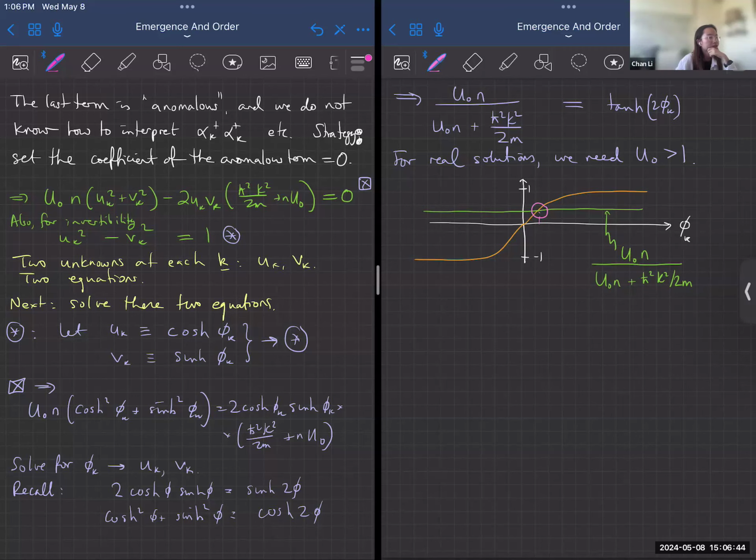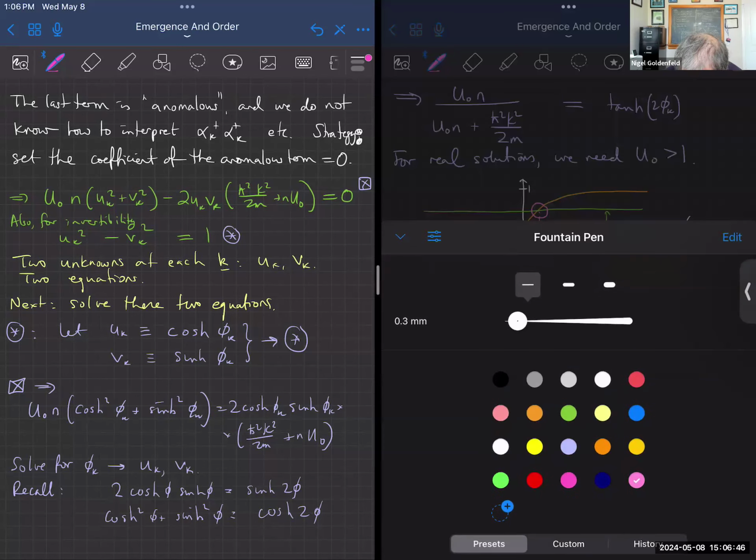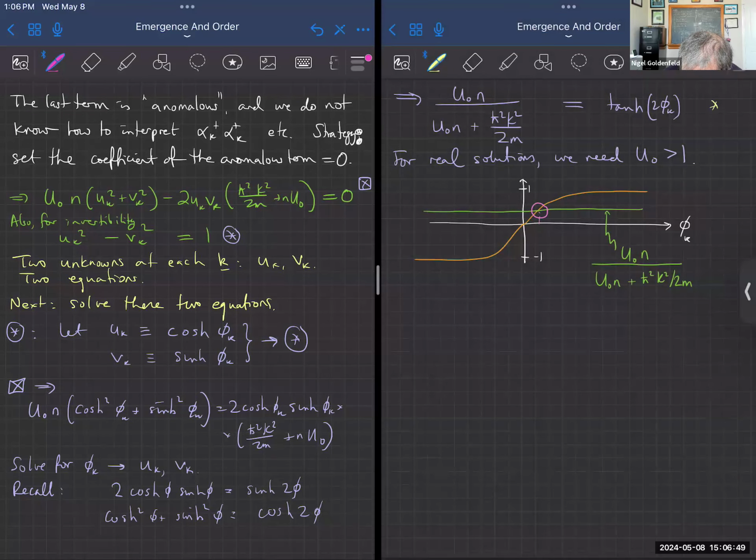Okay. If you look at this equation star on the top right hand side, what I've got is that tanh of 2 phi is equal to this ratio of u naught n over u naught n plus h bar squared k squared. That just comes from over here on the left hand side. All I did was replace the 2 cosh sinh by sinh 2 phi and the cosh squared plus sinh squared by cosh 2 phi, and then divided, and that gives me a hyperbolic tangent.